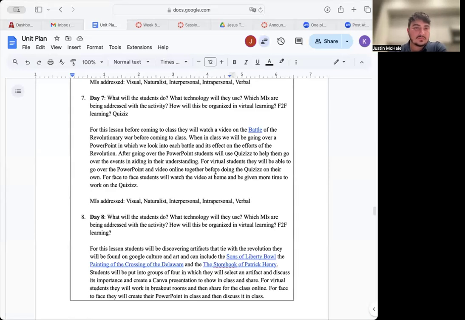This one's going to be the same thing as Quizlet. So they'll be able to work with a partner. For virtual, they go into breakout rooms, and for in-person, they'd be talking to someone.